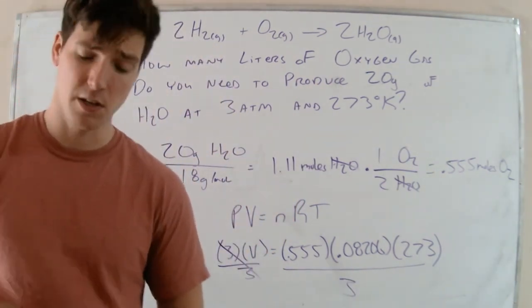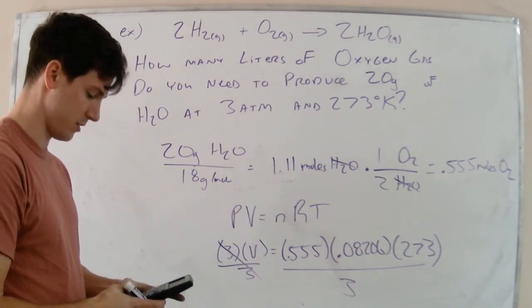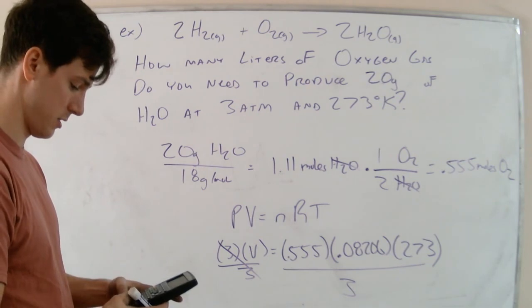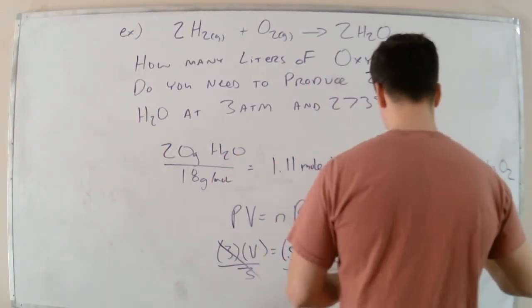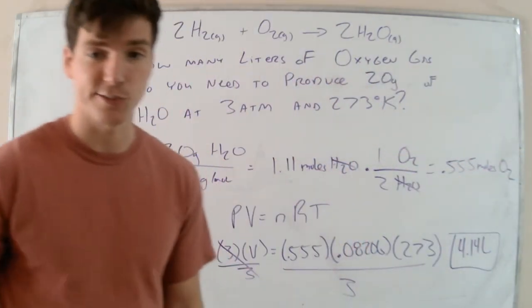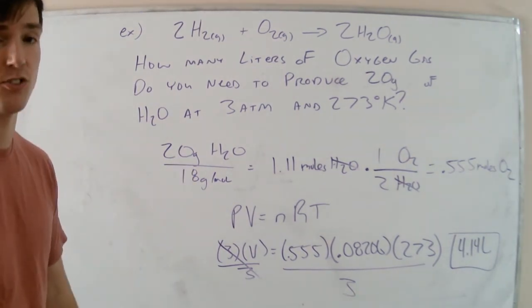And let's see what we get after we plug this in. 0.08206 times 0.555 times 273 divided by 3. Looks like we're going to need a volume of 4.14 liters. Okay? That is gas stoichiometry.